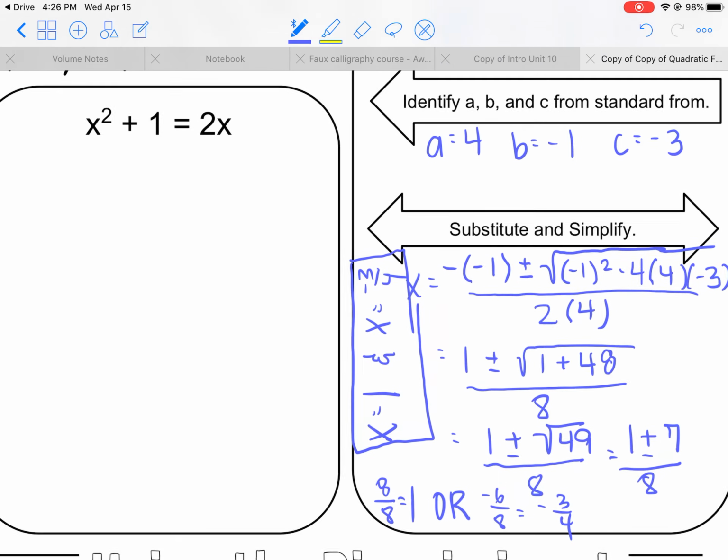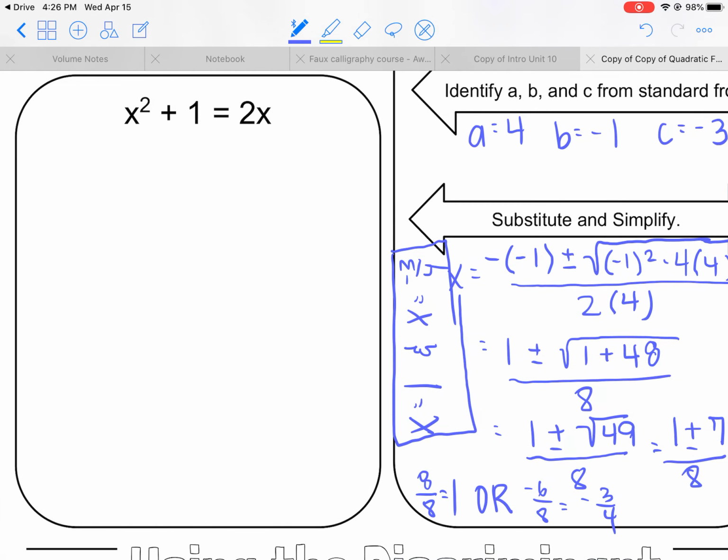So now I have x squared plus 1 is equal to 2x. Let's do one more practice problem. Remember, the first thing that you do is you set it equal to 0. Notice here, instead of just being a constant, it is a coefficient and a variable. So I'm going to subtract 2x from both sides. I've got x squared minus 2x plus 1 is equal to 0.